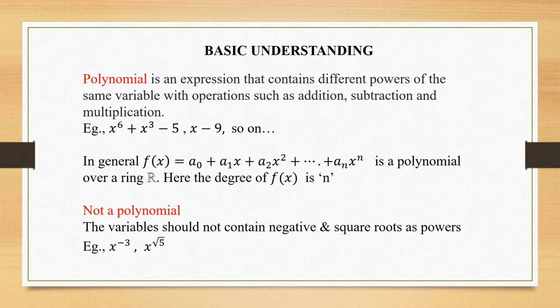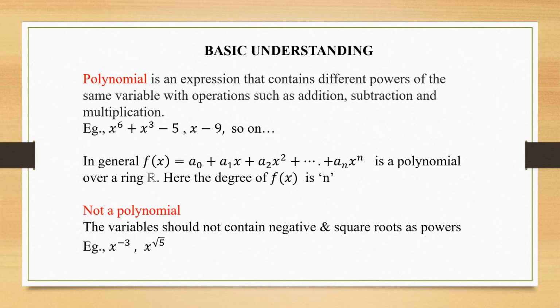Now, how to define a polynomial mathematically? A polynomial in general can be defined as f of x is equal to a naught plus a1 x plus a2 x square plus, and so on, an x power n over the ring capital R. Here, the degree of f of x is n. Now, what is degree? The degree of a polynomial is the highest power of the variable.